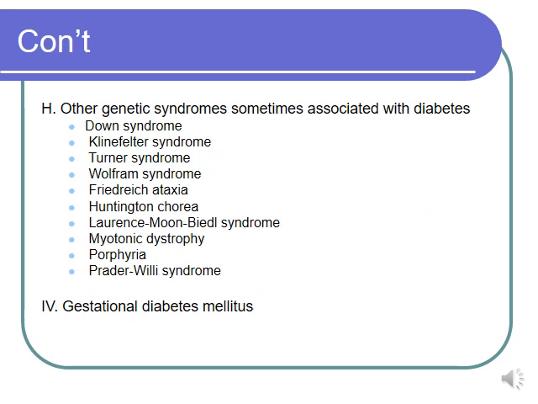What are other genetic syndromes? Down syndrome, Klinefelter syndrome, Turner's, Wolfram, Friedreich ataxia, Huntington's chorea, Laurence-Moon-Biedl syndrome, myotonic dystrophy, porphyria, and Prader-Willi syndrome. And fourth, not the least but important, is gestational diabetes mellitus.